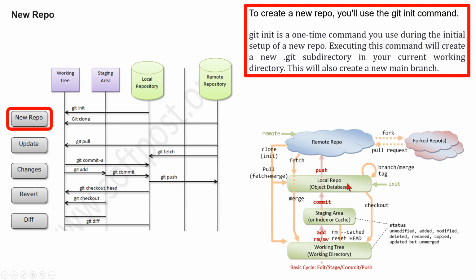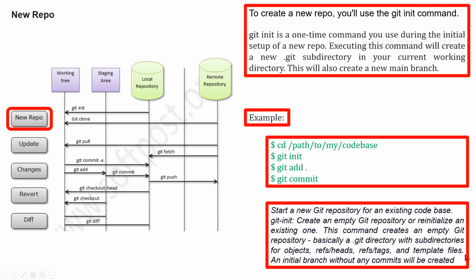Local repo is connected to the working tree here, and remote repo interacts with the forked repo here. As an example, we can consider this here.